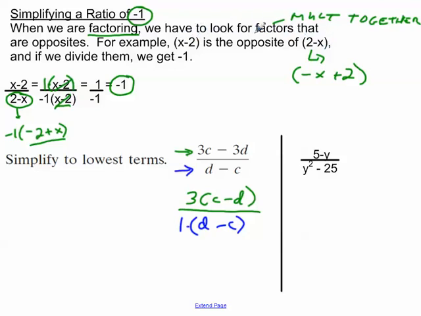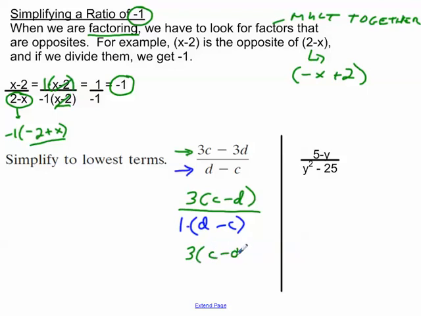X, it'd be positive x, negative 2, positive 2. Let's look down here. I got a positive c and a negative c. All right, well, those are opposites. I got a negative d and a positive d. All right, well, that looks like an opposite as well. So let's take a look at maybe factoring, not the numerator. We'll keep the numerator alone, or not factored, or not modified.